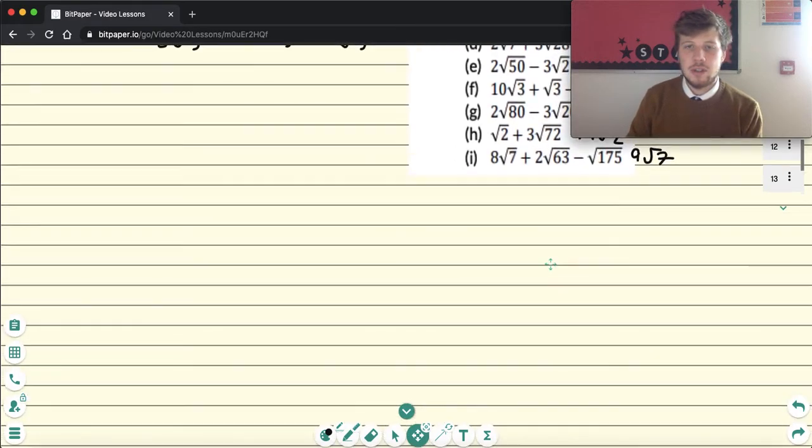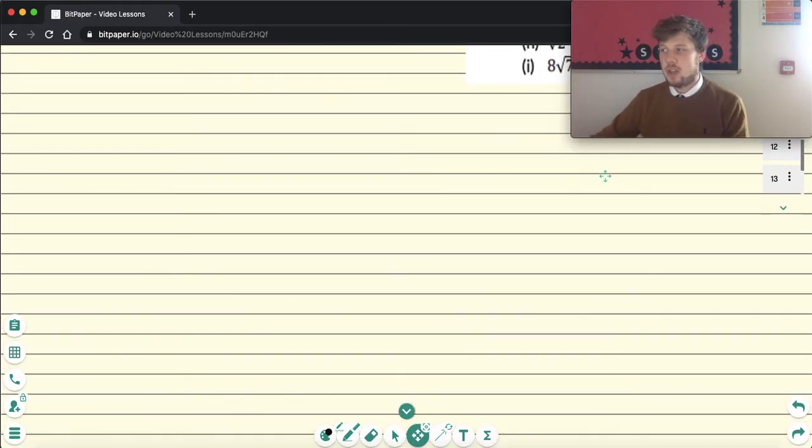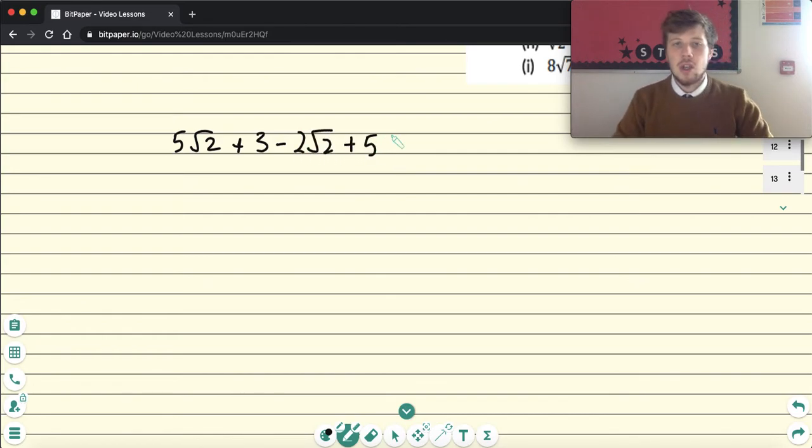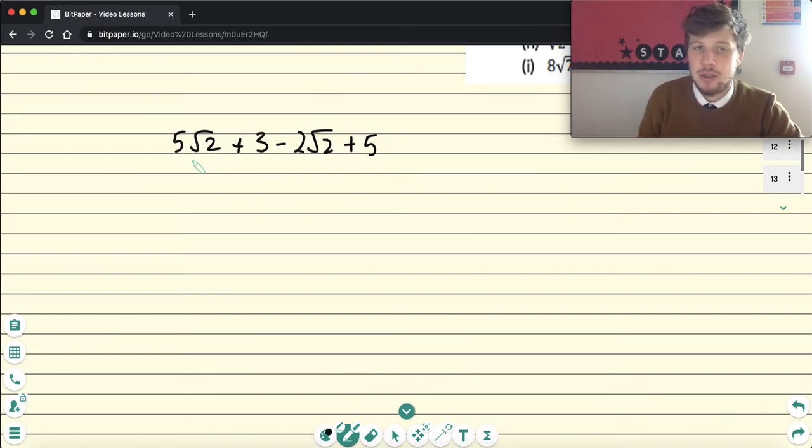what we're going to move on to just finally is we're just going to talk about some scenarios which can't always happen. So if I had a question, let's say, and it was 5 lots of root 2 plus 3 take away 2 lots of root 2 plus 5, looking at this question, it's obvious that I've got some things which can simplify because I've got the 5 root 2 and the negative 2 root 2. I looked at how I could do that in the first part of this video. 5 root 2 take away 2 root 2 is going to be 3 root 2.